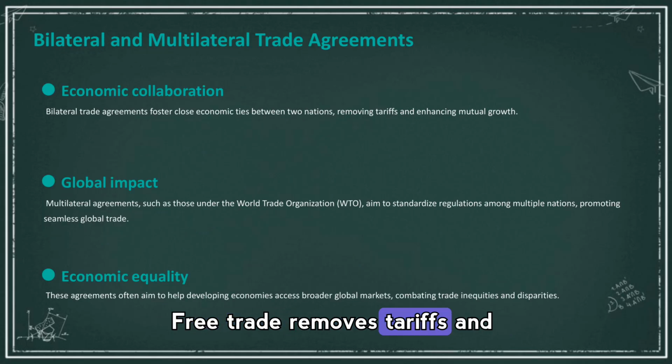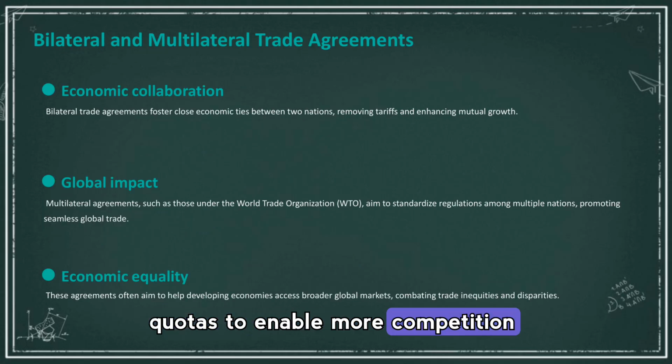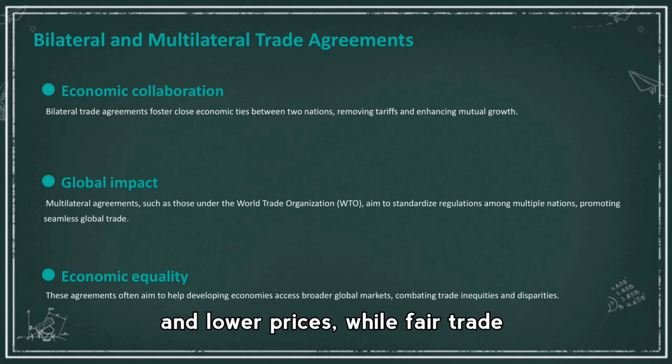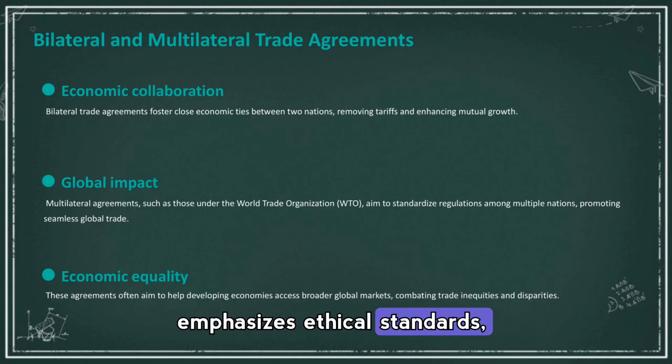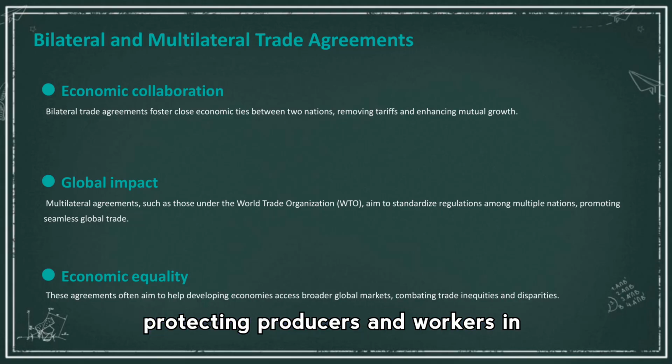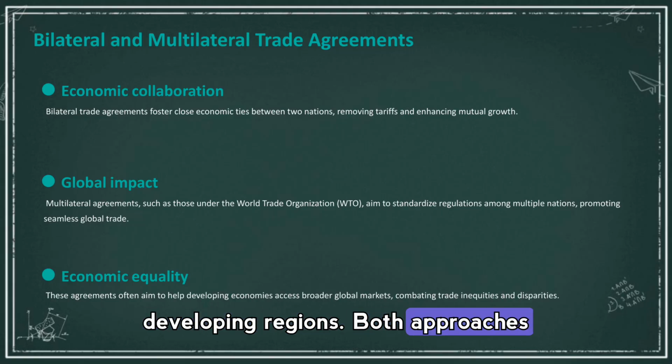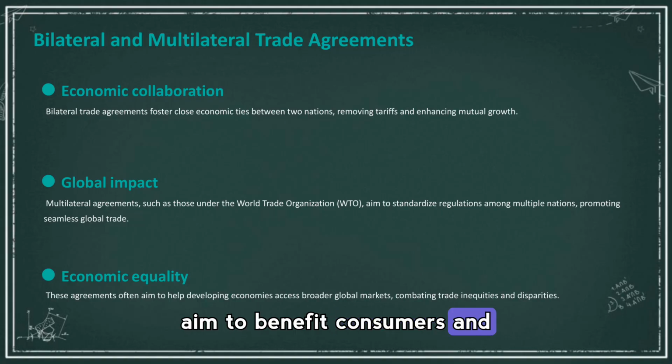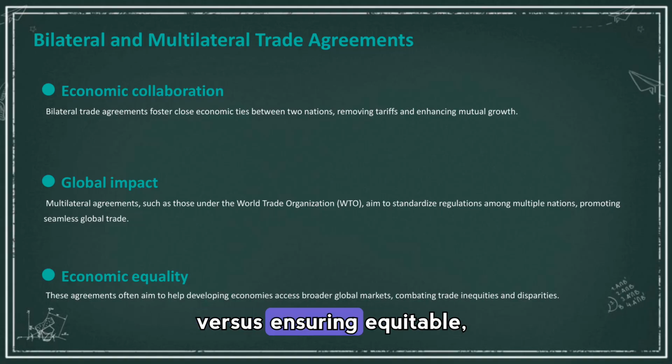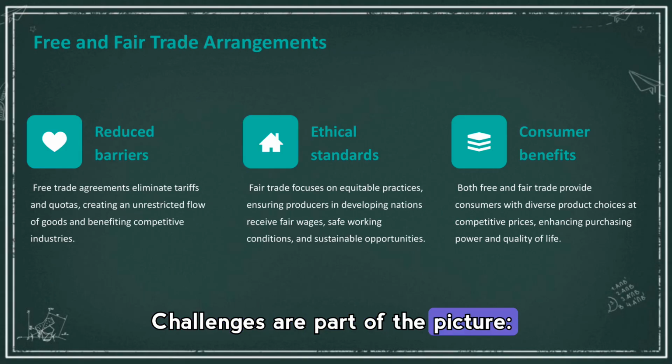Free trade removes tariffs and quotas to enable more competition and lower prices, while fair trade emphasizes ethical standards, protecting producers and workers in developing regions. Both approaches aim to benefit consumers and industries, but they differ in priorities, maximizing market access versus ensuring equitable, sustainable practices.